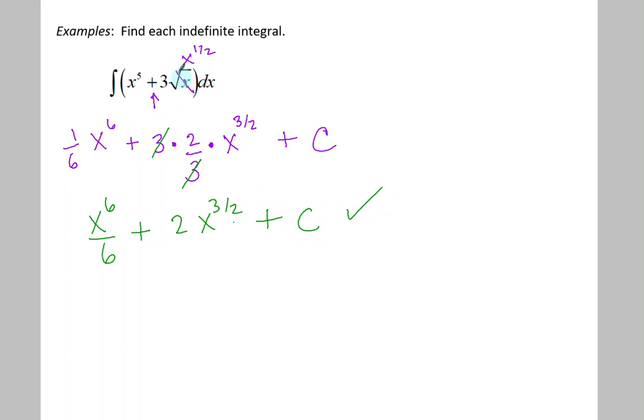Because the original problem was written in root form, sometimes we'll see the answer written in root form. So let's practice writing it that way as well. The denominator of the exponent means the root, so that is the square root of x, and then the numerator is the exponent 3, so square root of x cubed plus c, and this is another excellent answer.